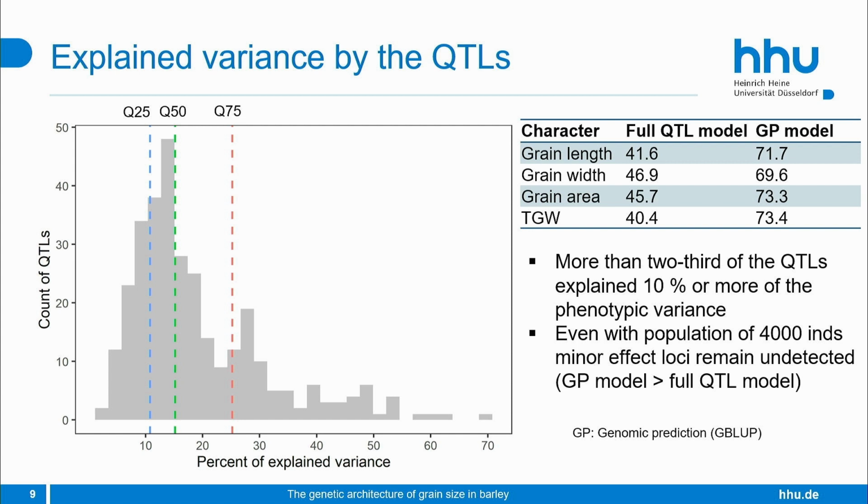Then we also did genomic prediction using genome-wide markers, and we found that the prediction accuracy of the genomic prediction model was almost 20 to 30% higher than the analogous figures from the full QTL model. So we were rather disappointed, because even with such a complex design and 4,000 individuals, there are a lot of minor effect loci which cannot pass the significance threshold. So to capture those minor effect loci, you have to use an even more complex design.